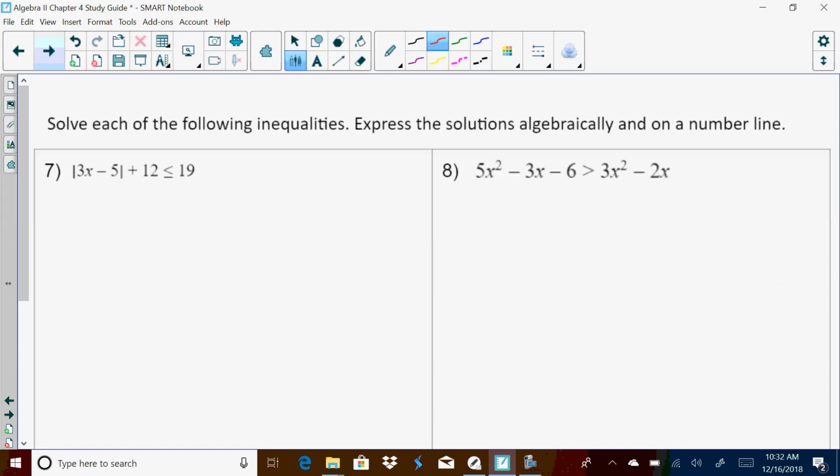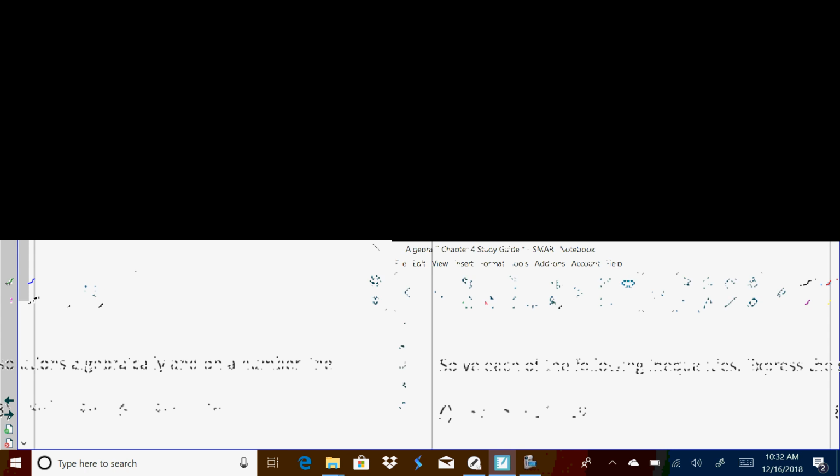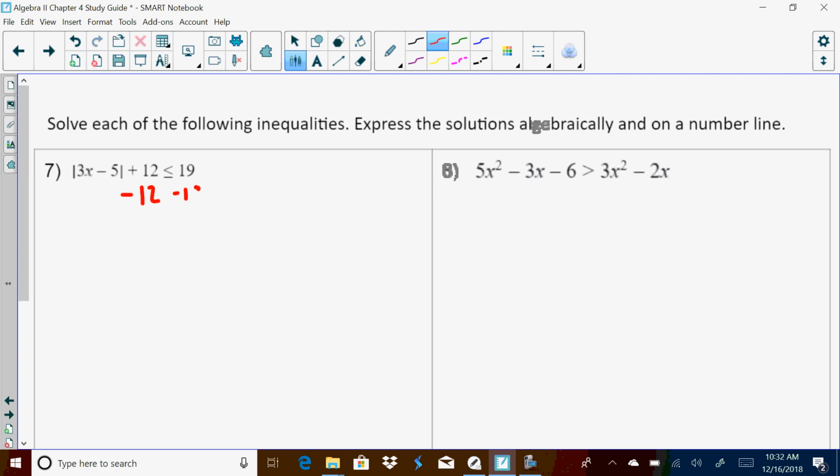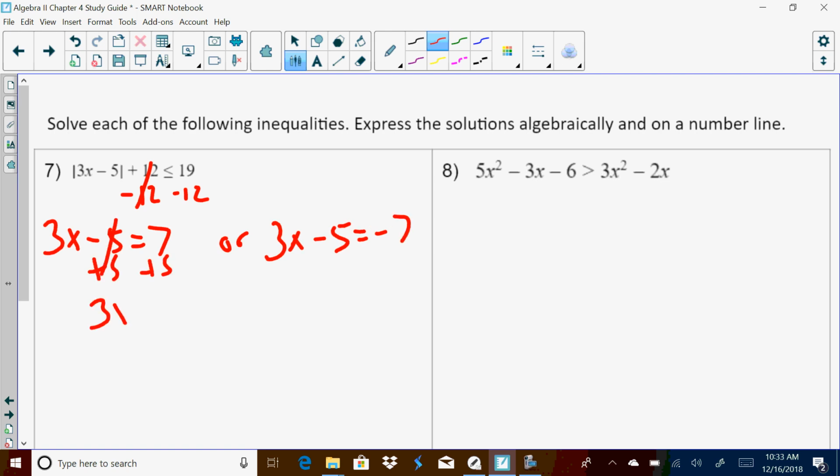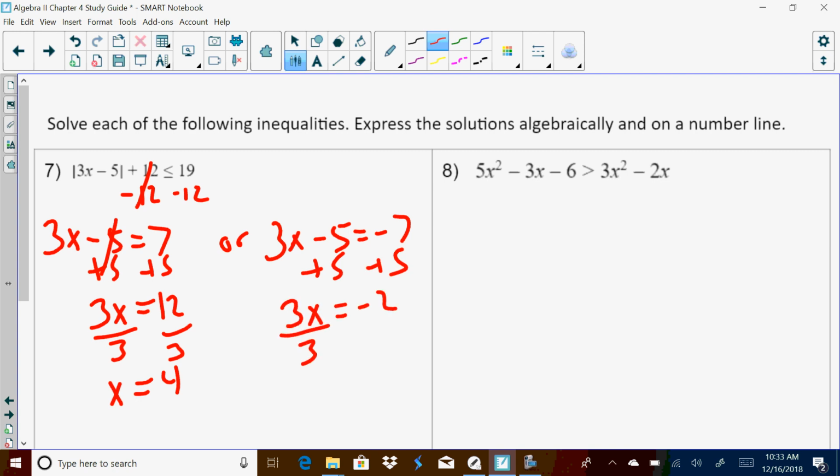The next problem says solve each of the following inequalities, express the solutions algebraically and on a number line. So the first thing I'm going to do in this one is subtract 12 from both sides. So I solve this as if they were an equal sign. So I'm going to end up with 3x minus 5 equals 7, or 3x minus 5 equals negative 7. So we get 3x equals 12, so x equals 4. 3x equals negative 2, or x equals negative 2/3.